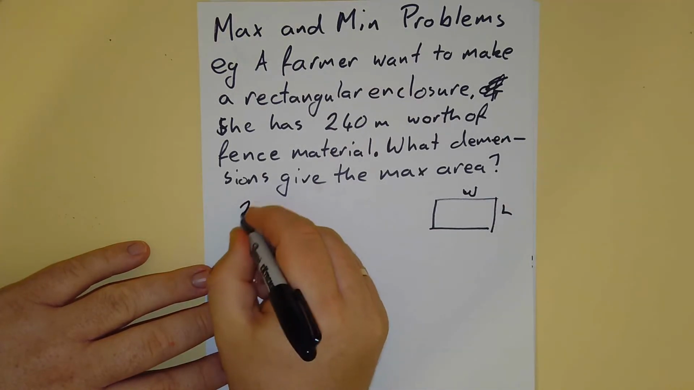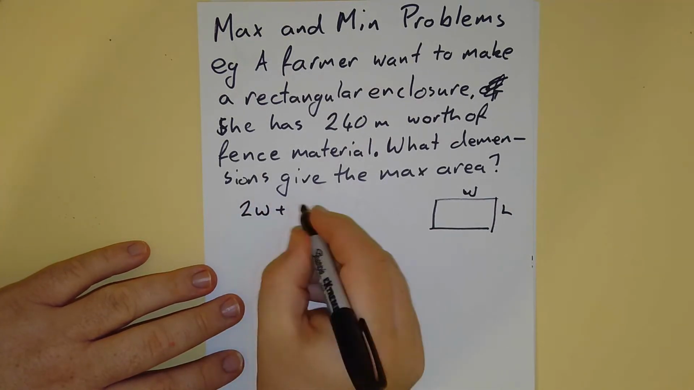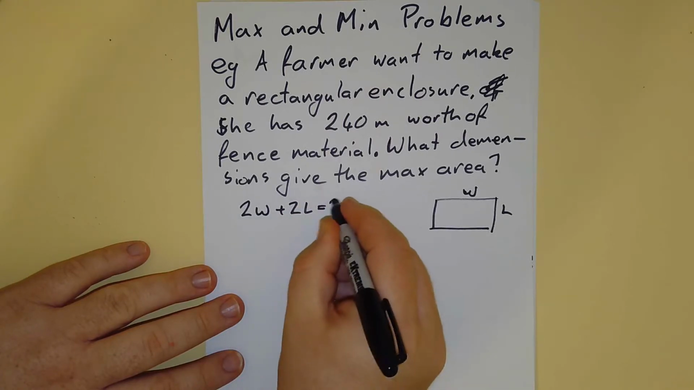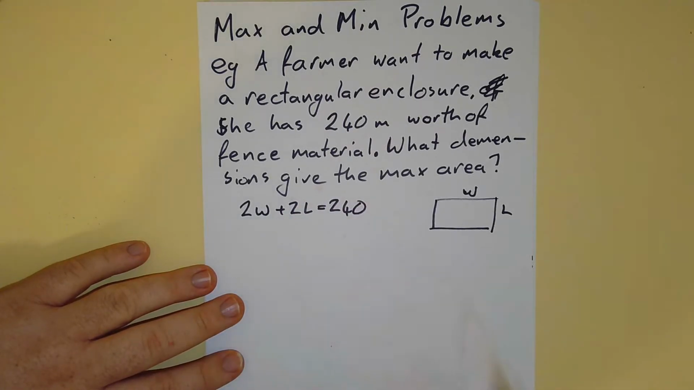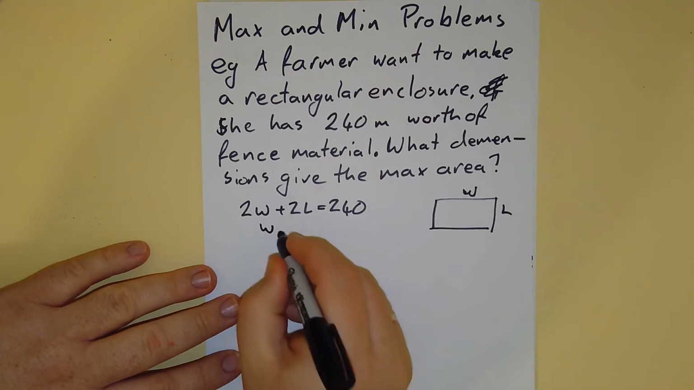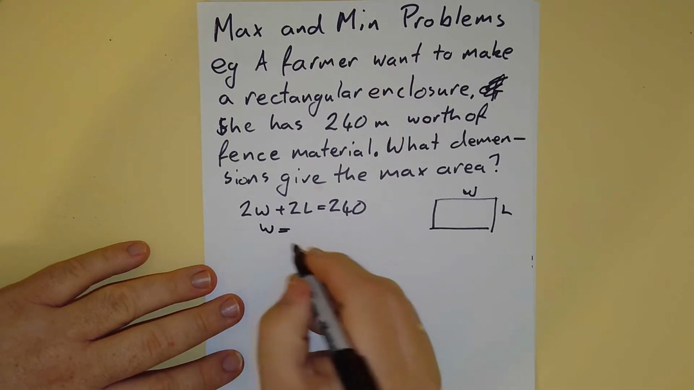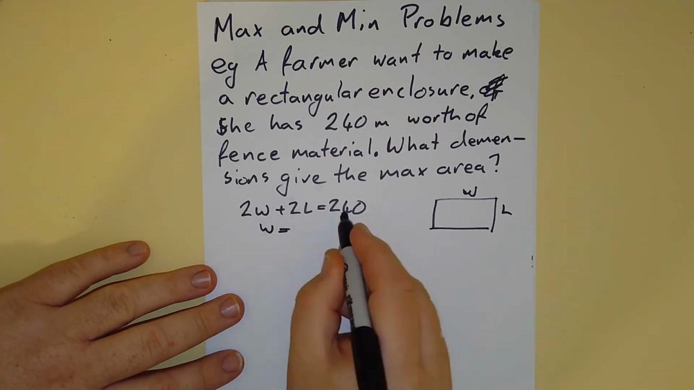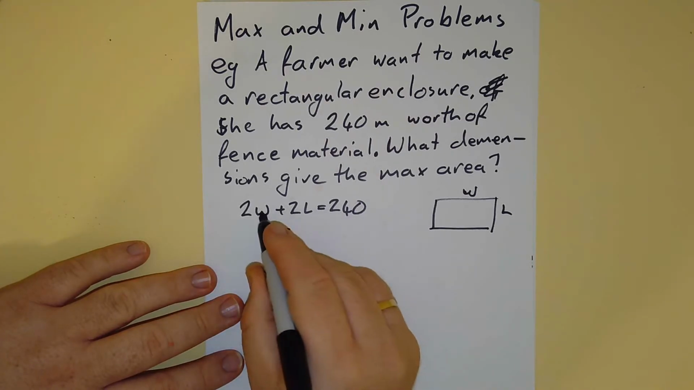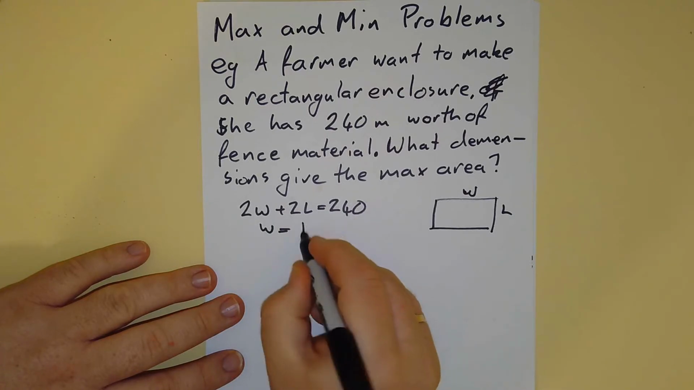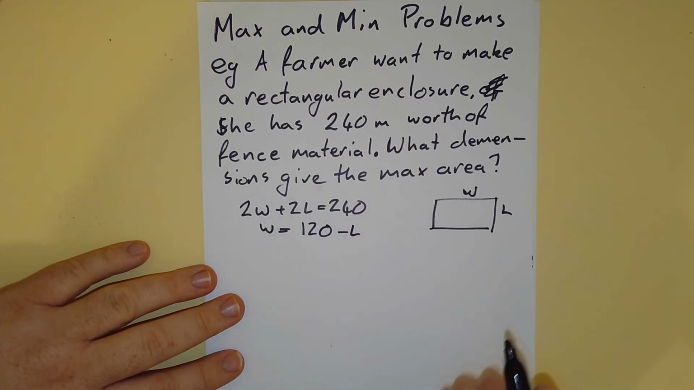So we've got 2 lots of our width plus 2 lots of our length equals 240. And I'm just going to rearrange that now to save me some time. If I divide through by 2, I'm going to get W plus L equals 120, and then W equals 120 minus L.